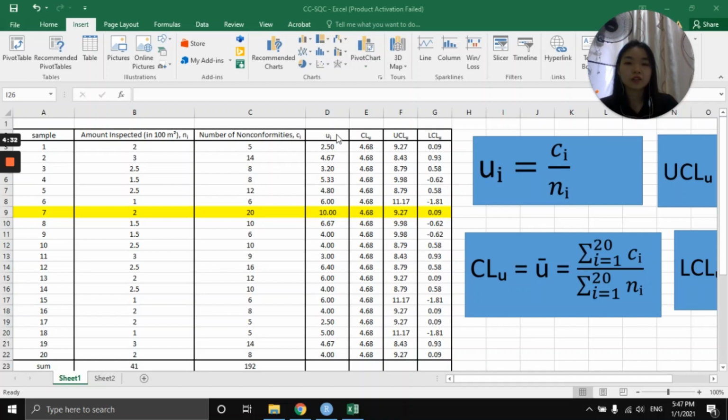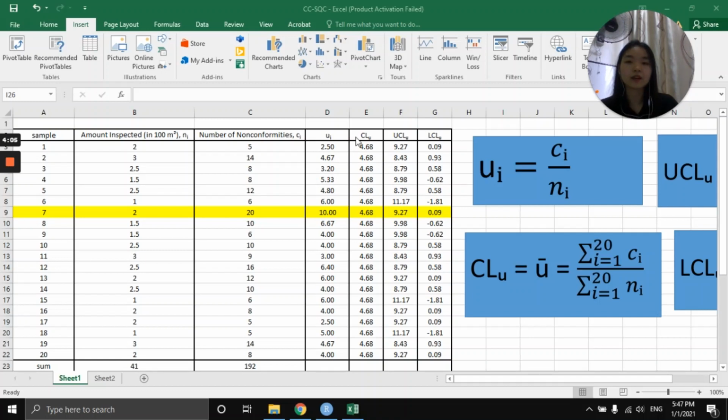The formula of Ui is Ci over Ni, and this data of Ui will be used to construct the control chart later on. For our first U1, we take 5 over 2, and then we get 2.5 as our U1. For U2, U3, we need to calculate one by one. After we get all the Ui, we will also calculate the CLU.